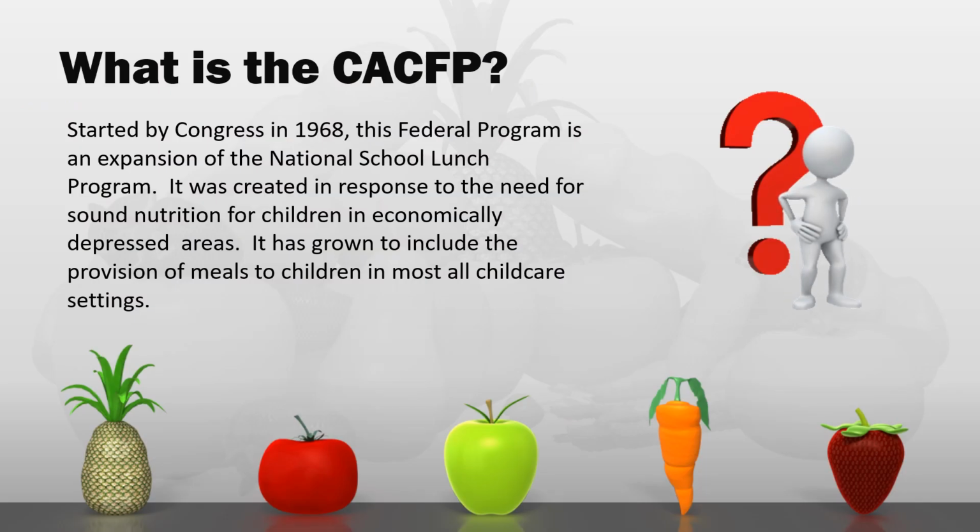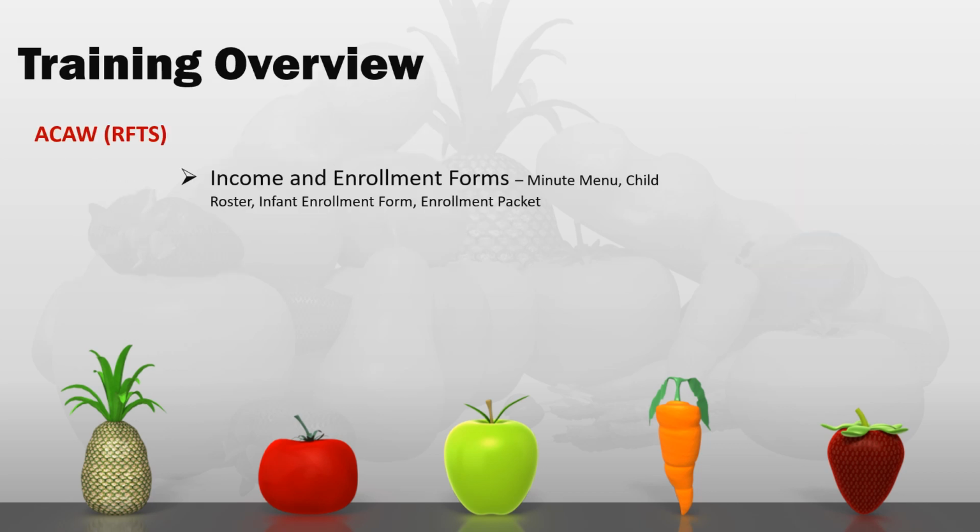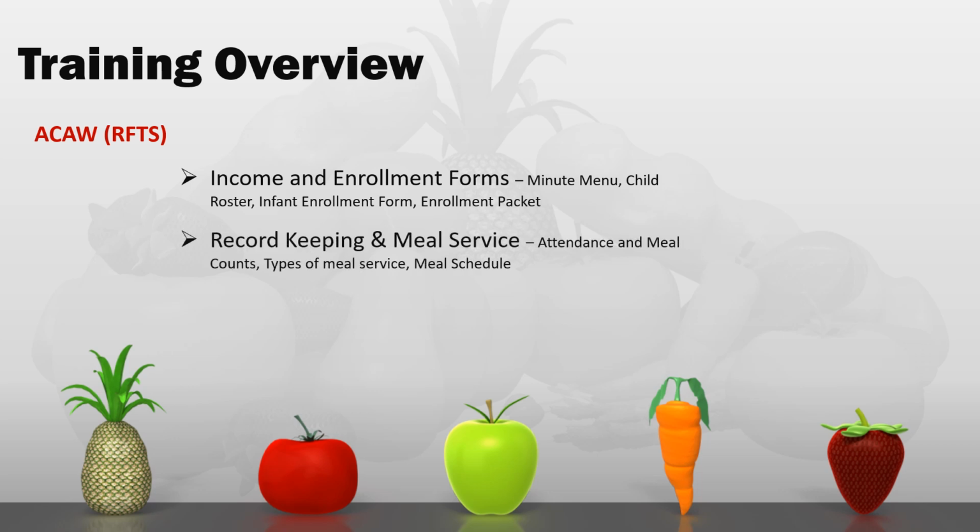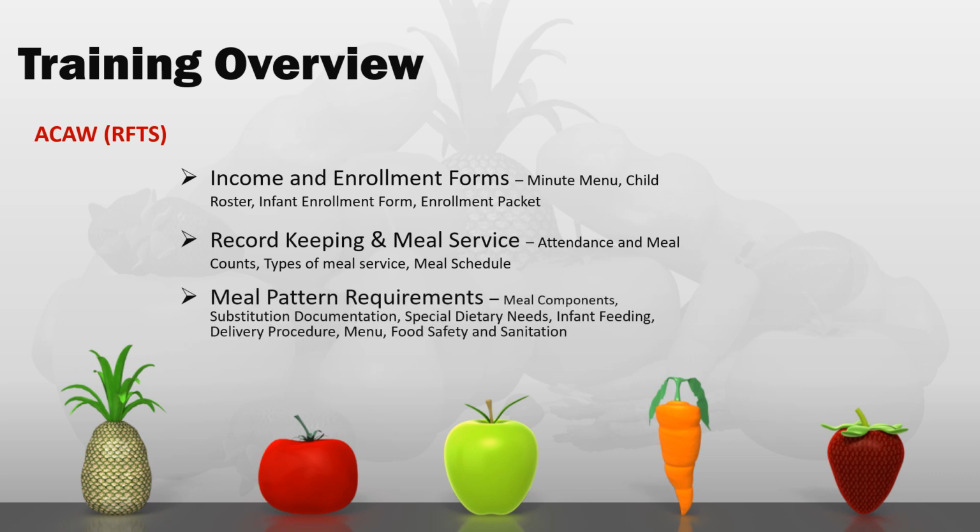What is the CACFP? Started by Congress in 1968, the federal program is an expansion of the National School Lunch Program. It was created in response to the need for sound nutrition for children in economically depressed areas. It has grown to include the provision of meals to children in most all child care settings. In this training, we will take a deeper look into the income and enrollment forms, record keeping and meal service, meal pattern requirements, and monitoring.